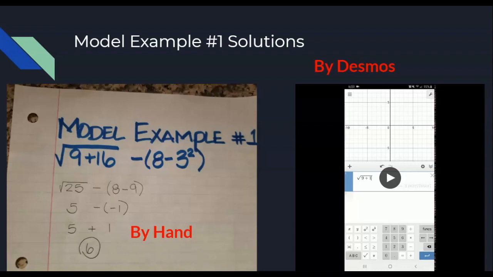Separately, I simplify what's inside the parentheses, squaring the 3, getting 9, and then I have 8 minus 9, which is negative 1. Minus negative 1 is the same as adding, and we get 6 for a final answer. Please take a few seconds to now click on the Desmos video to see this expression simplified using the Desmos graphing calculator.